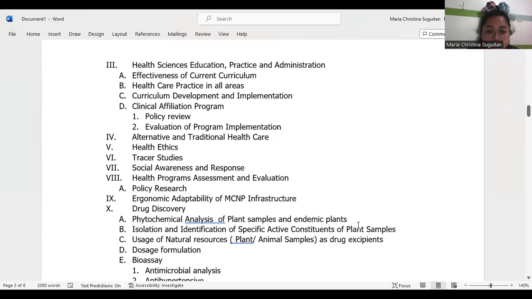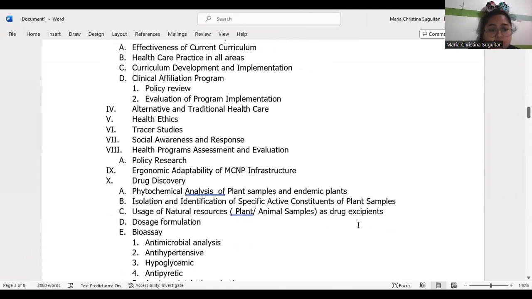Under that is policy research, okay? And then we have ergonomic adaptability of MCNP infrastructure. And then drug discovery, okay? Ano yung drug discovery? Yan. Phytochemical analysis of plant samples, endemic plants, isolation and identification of specific active constituents of plant samples, okay? Huwag niyo isipin, guys, na mas madali ang qualitative kaysa quantitative, kaya mas gusto nyo nalang mag-qualitative kasi nga magbabayad ka pa ng stat, di ba, etc. Guys, you can use quantitative, please lang.